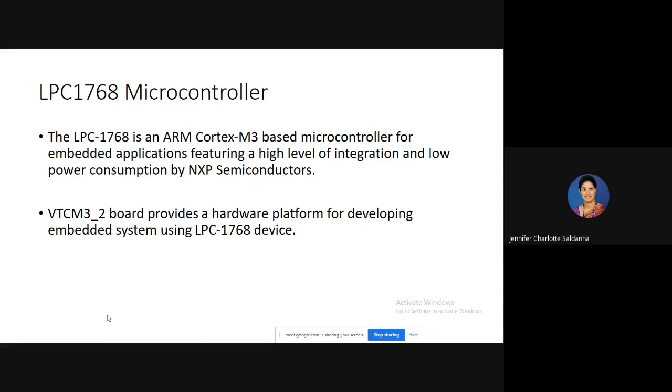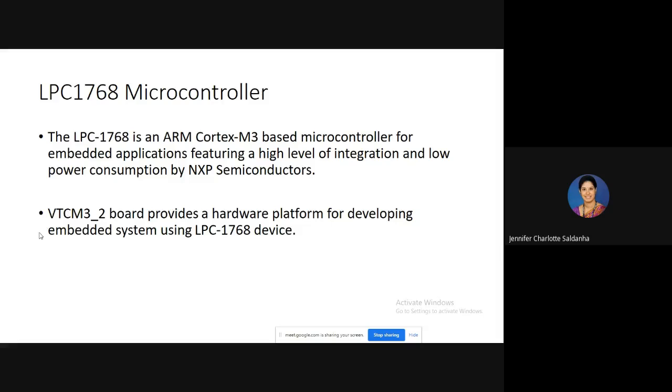Coming to the LPC1768 microcontroller, which we are using in the lab, and which uses the ARM Cortex M3 processor. It is called an ARM Cortex M3 based microcontroller for embedded applications, featuring a high level of integration and low power consumption. LPC1768 is manufactured by NXP Semiconductors.